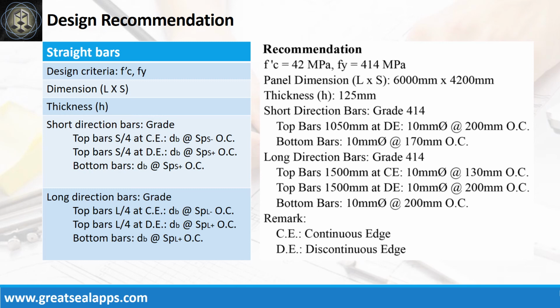FC prime equals 42 megapascal, Fy equals 414 megapascal, panel dimension is 6000 mm by 4200 mm, thickness is 125 mm, short direction bars of grade 414, top bars 1050 mm at discontinuous edge, 10 mm bar at 200 mm on center, bottom bars 10 mm bar at 170 mm on center, long direction bars of grade 414, top bars 1500 mm at continuous edge, 10 mm bar at 130 mm on center, top bars 1500 mm at discontinuous edge, 10 mm bar at 200 mm on center, bottom bars 10 mm bar at 200 mm on center.